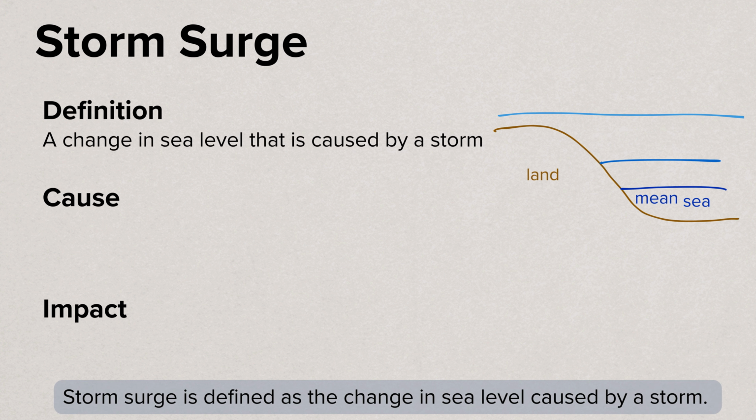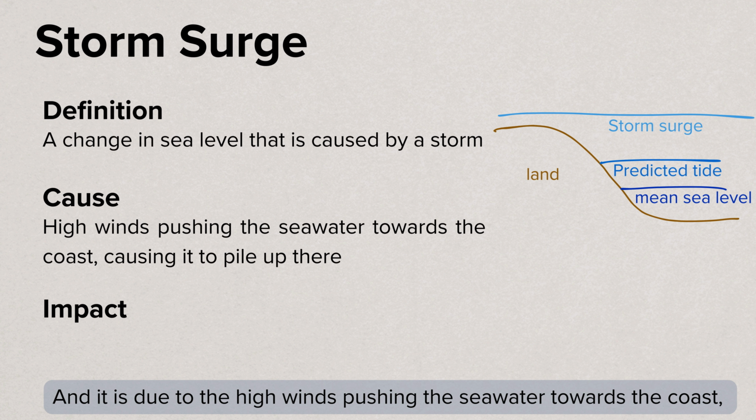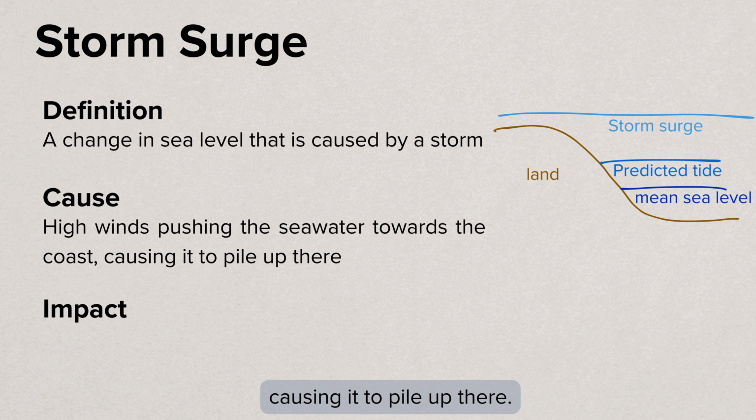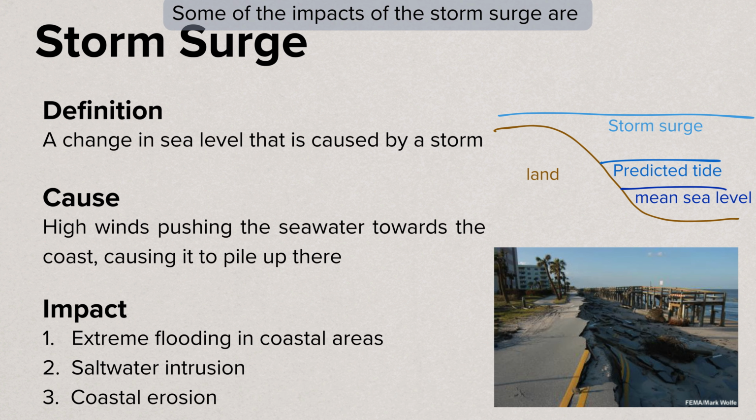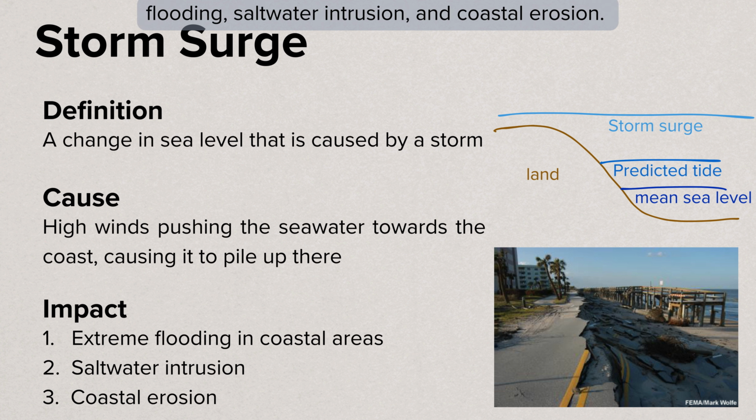Storm surge is defined as the change in sea level caused by a storm, and it is due to the high winds pushing the seawater towards the coast, causing it to pile up there. Some of the impacts of the storm surge are flooding, saltwater intrusion, and coastal erosion.